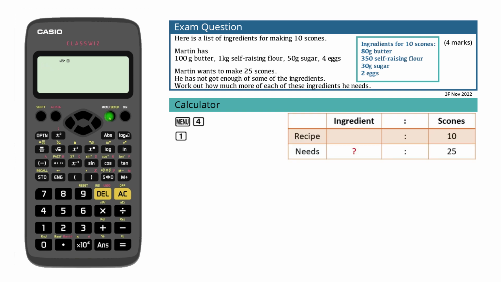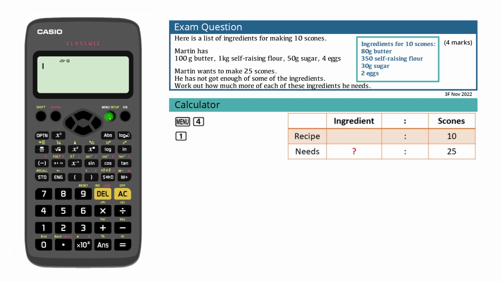To tackle this question, it's a good idea to write the information given in the question as a ratio. We'll write 2 headings, ingredient and scones. The first line will be the ratio for the recipe, so we'll write 10 under scones. The second line will be for the ingredients that Martin needs, so let's write down 25 under scones. Then we can solve each ingredient separately. The unknown number is the amount of ingredients Martin needs, so we'll put a question mark on the ingredient on the second line.